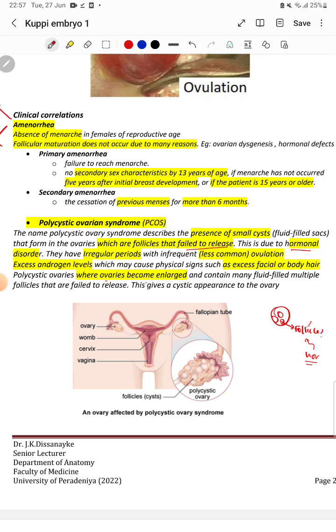But anyways, people who have polycystic ovarian syndrome can typically have irregular periods, and possibly less frequent and less common ovulation. So what they're saying is the periods themselves don't come in a regular fashion, and when they do, you may or may not even have ovulation. So it is possible to have anovulatory periods. You would also have excess androgen levels, and this causes physical characteristics such as excess facial hair or body hair, or even acne can be seen as well. So that's pretty much it.